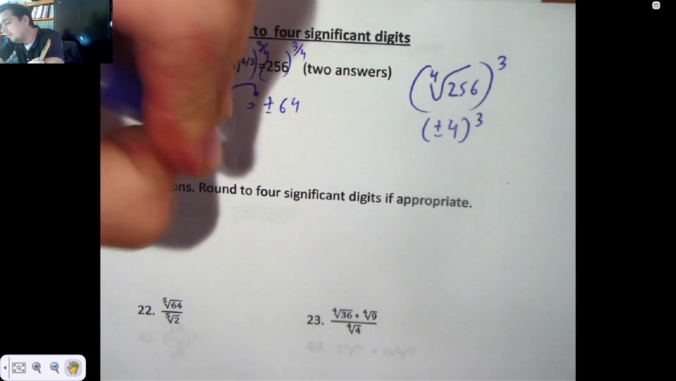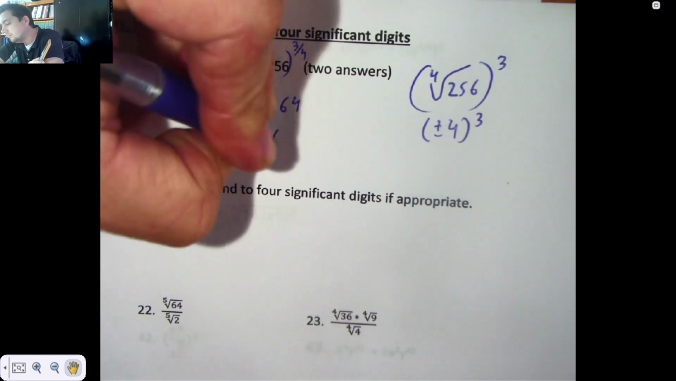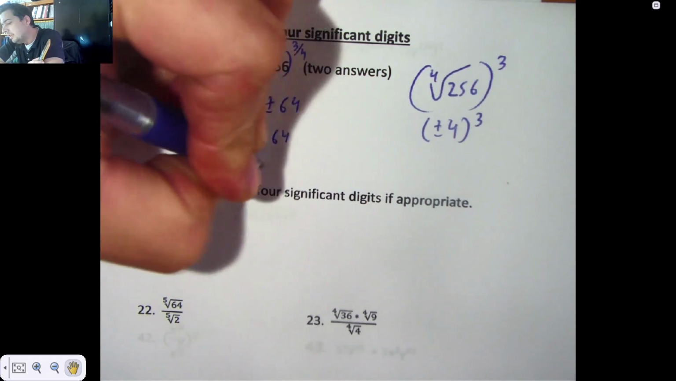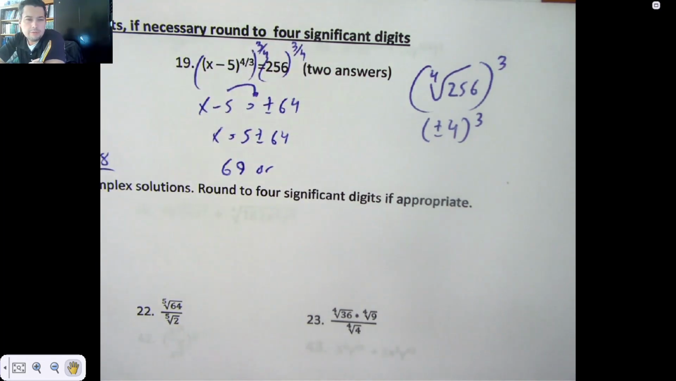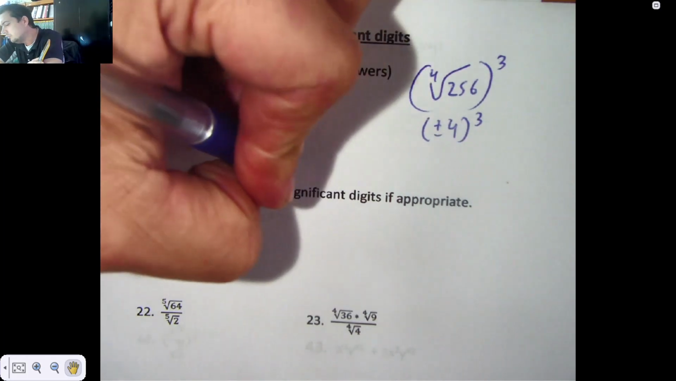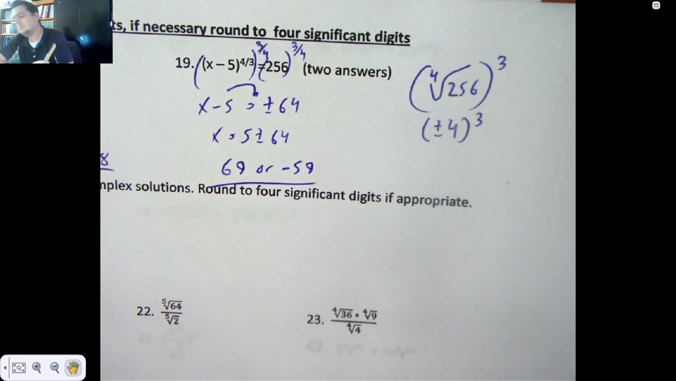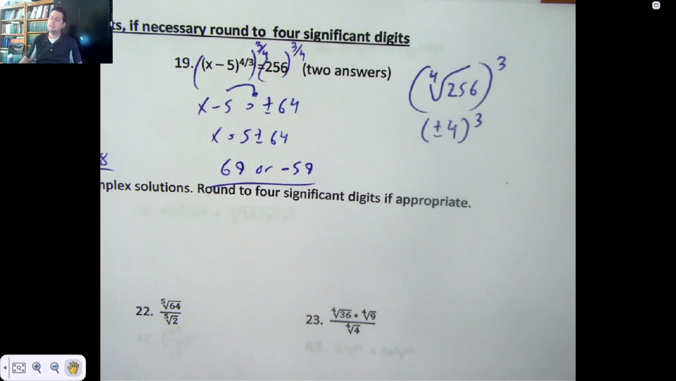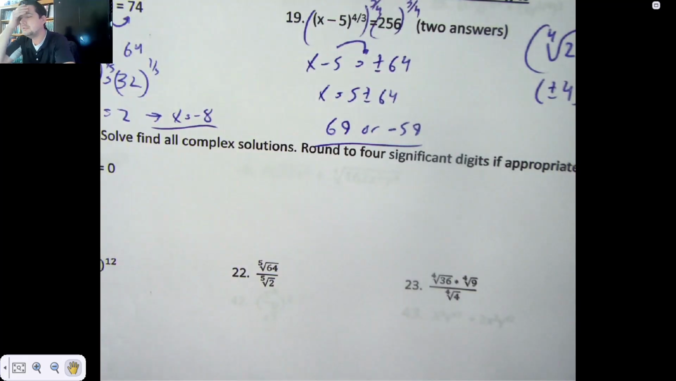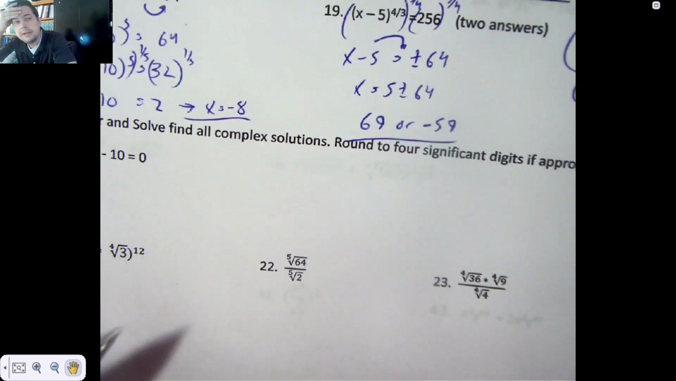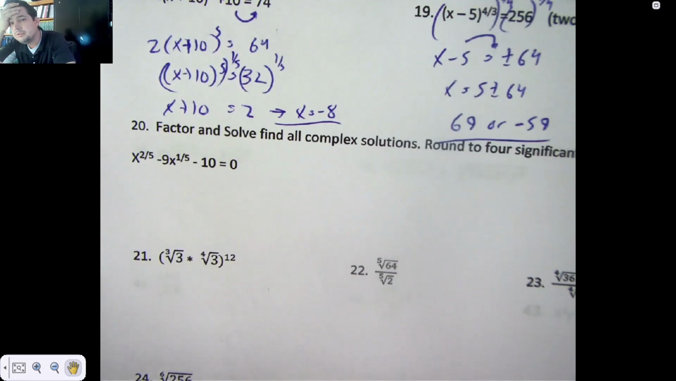Then I add my 5. I'll get 69, or what's the other one? Minus? Negative 59? 69 or negative 59. And 20 is still kind of related to this one. Then it shifts tasks. So I'll stop this video at 20. Factor and solve, find all complex solutions, round to 4 significant digits if appropriate. I have no idea if it is or not.